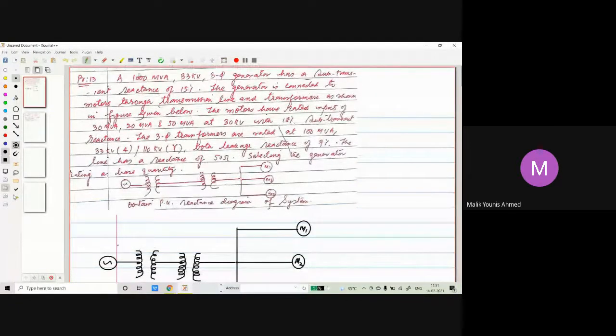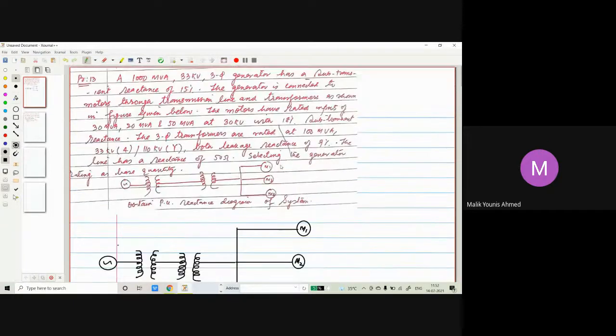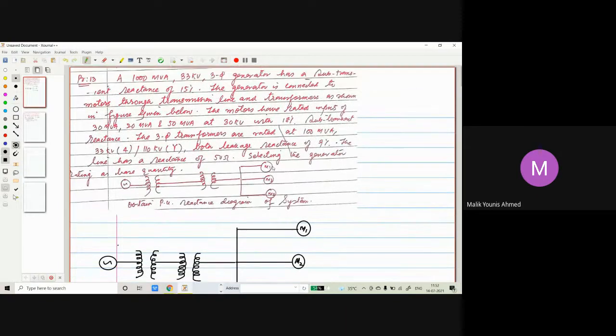Now what is it saying? A 1000 MVA, 33 kV three-phase generator has a subtransient reactance of 15%. There are three reactances: transient, subtransient, and direct axis reactance. We will discuss them in the machines. You have studied them, but in the faults we will be discussing more. For the time being, you have to know subtransient is a type of reactance. So 15% is the subtransient reactance.